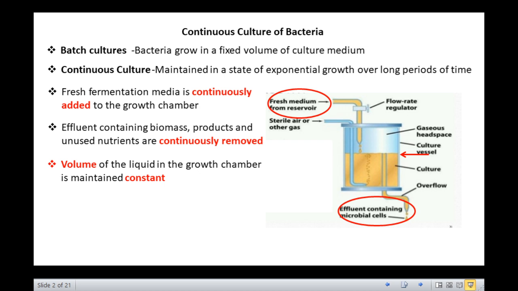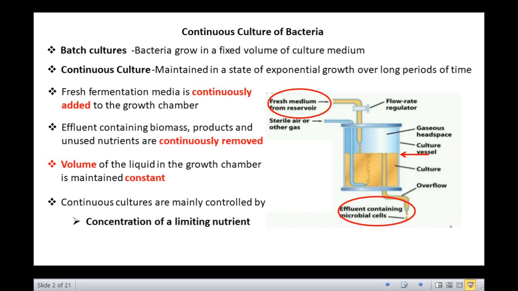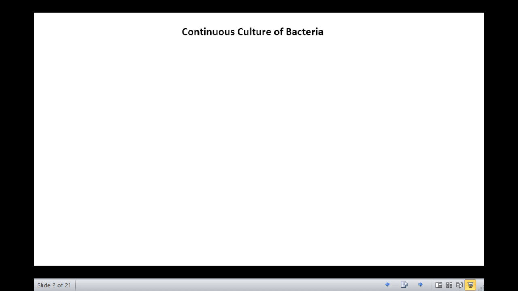The basic question is, how does the rate of inflow of fresh medium into the growth chamber determine the growth rate of the culture? Continuous cultures are mainly controlled by two factors. First, concentration of a limiting nutrient, and second, dilution rate. The relationship between growth rate and rate of cell loss can be given as: growth rate in the growth chamber is equal to the rate of cell loss through overflow.